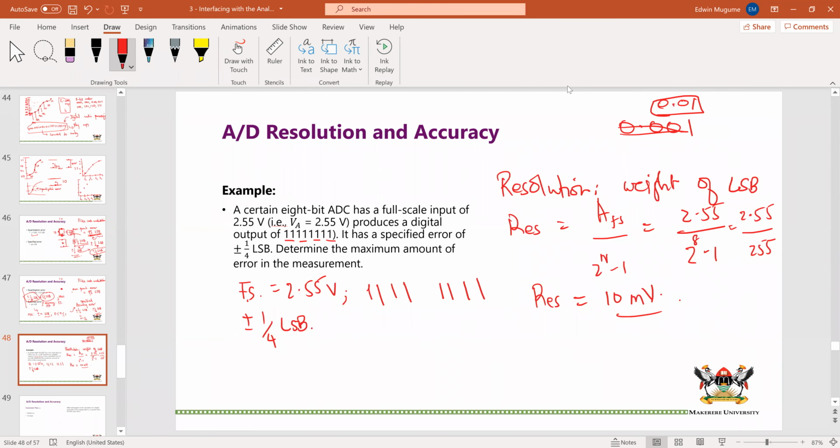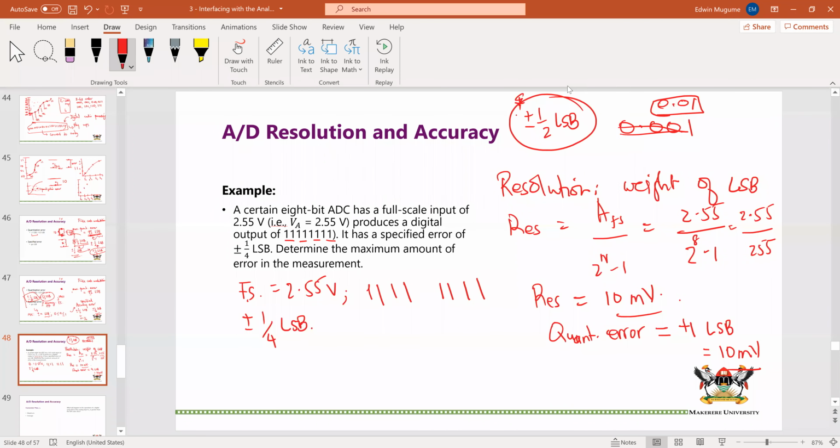Now, the quantization error is equal to plus 1 LSB. In this case, they have not really told us that we are using the middle point. So I think it is reasonable to assume this worst case, which is 10 millivolts. If they had told us that they are doing a half plus or minus a half LSB, then we would take that as 5 millivolts, for instance.